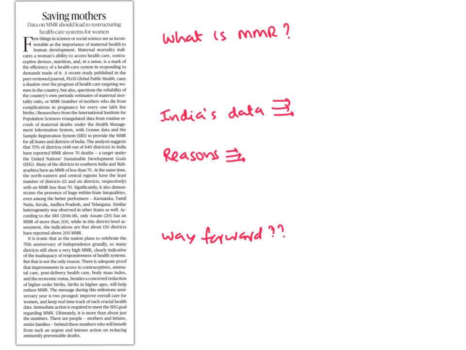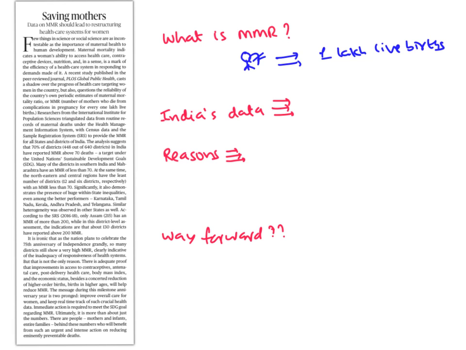The second article that we are going to cover today is this editorial on page number 6. The title of the editorial is Saving Mothers. Here it talks about MMR. What is MMR? Maternal mortality rate. How do we define maternal mortality rate? Maternal mortality rate is nothing but the number of mothers who die from complications in pregnancy for every 1 lakh live births. This is what MMR is.